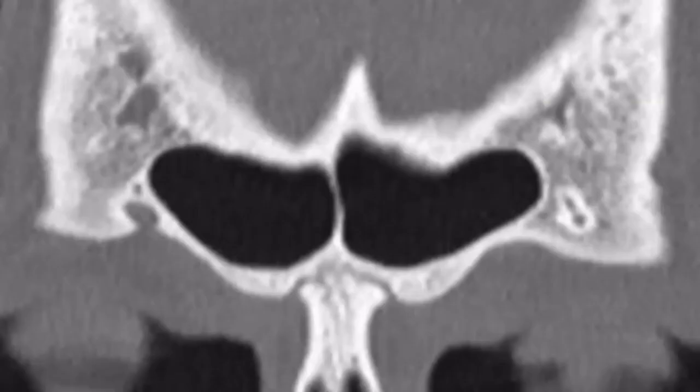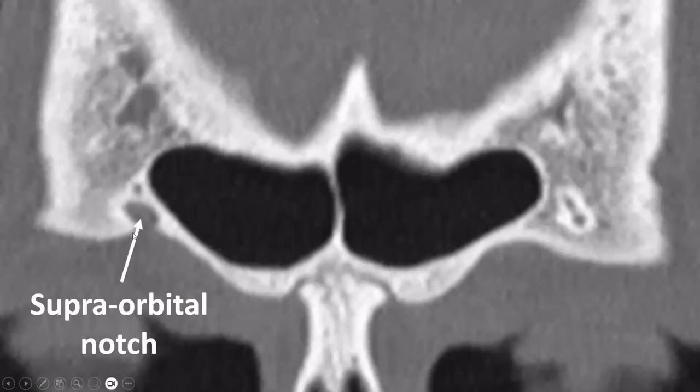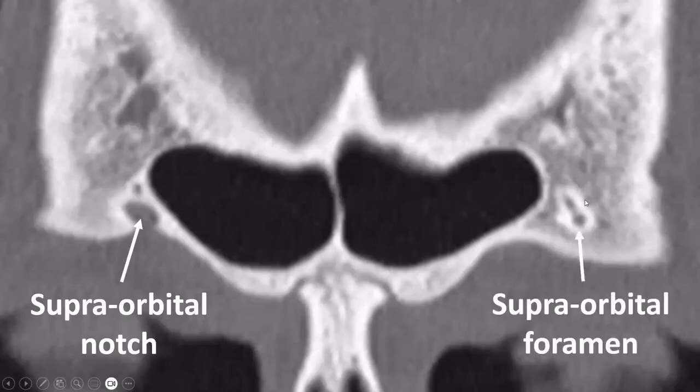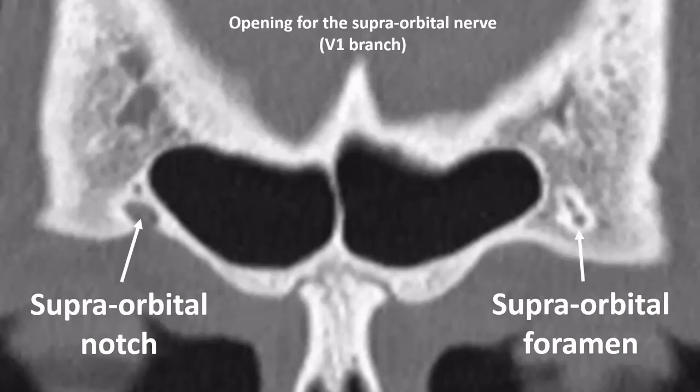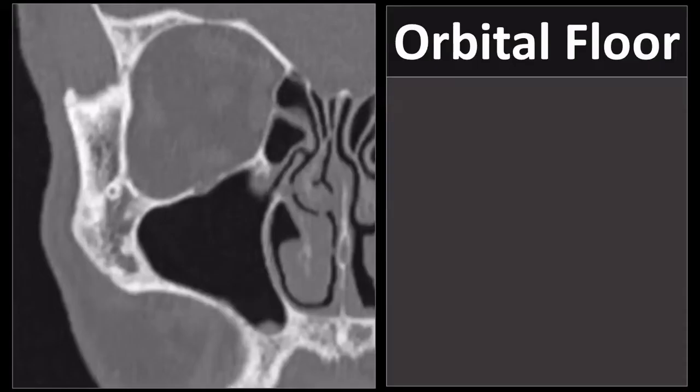In the orbital roof, we can sometimes see these very small holes. These can have a small opening to the orbit, and in that case, they're called supraorbital notches. And sometimes the opening is missing, and they are completely located within the frontal bone. In that case, we call them not a supraorbital notch, but a supraorbital foramen. And these contain the supraorbital nerve. This is one of the branches of the ophthalmic division of the trigeminal nerve, and this nerve is responsible for the sensory innervation of the upper eyelids and the forehead region.